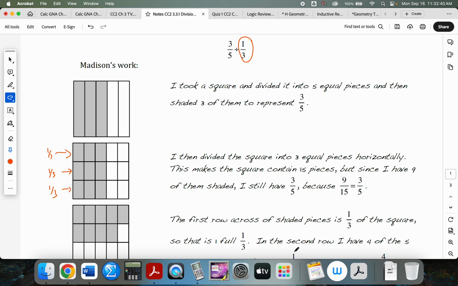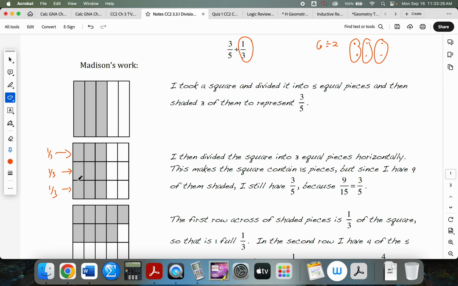So each one of these rows is 1/3 of a square. When you say you're dividing by 1/3, it's the same thing as how many groups of 1/3 do I have? Let's back up for just a second. If I have 6 divided by 2, what that really means is if I have 6 of something, how many groups of 2 can I make? I can make 3 groups of 2. What we're doing here is asking how many groups of size 1/3 can I make out of this 3/5?